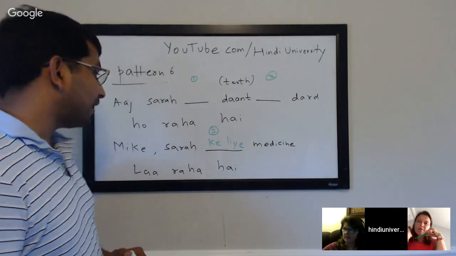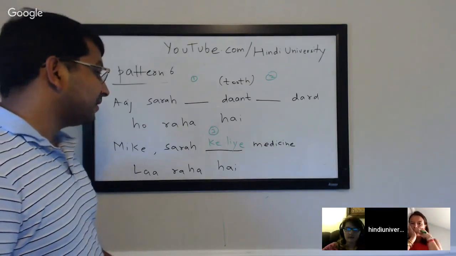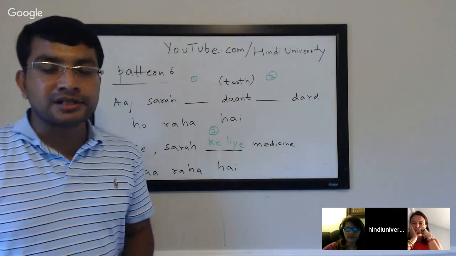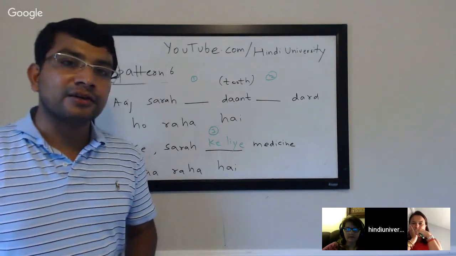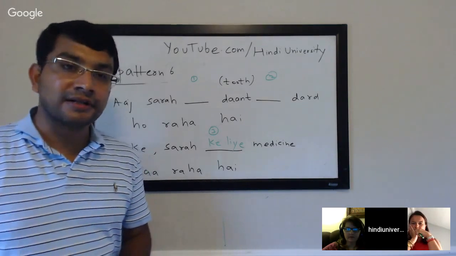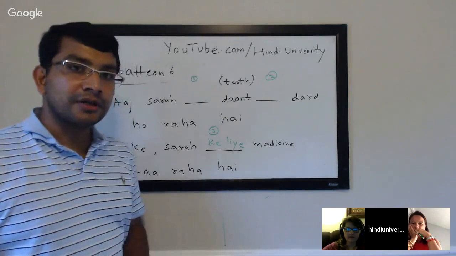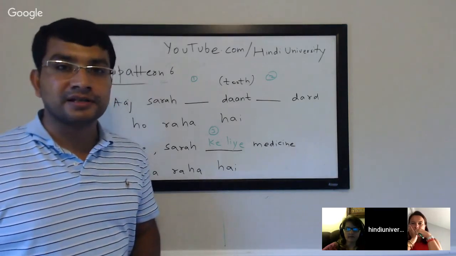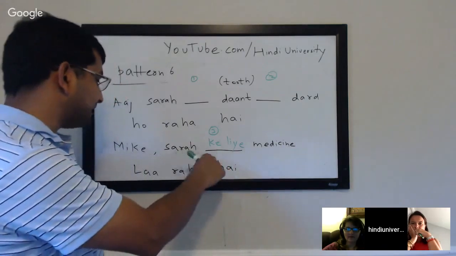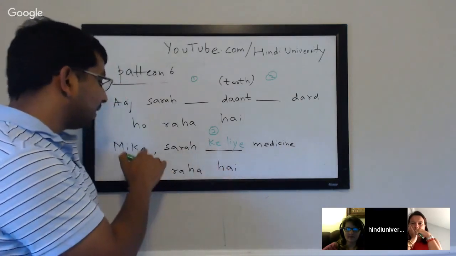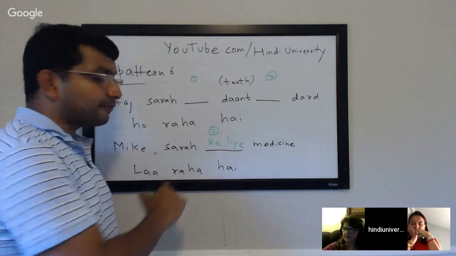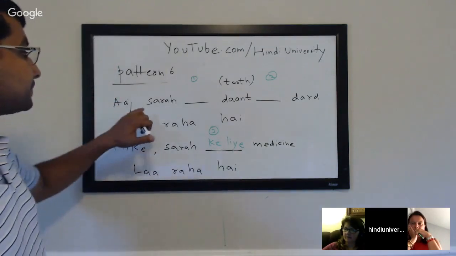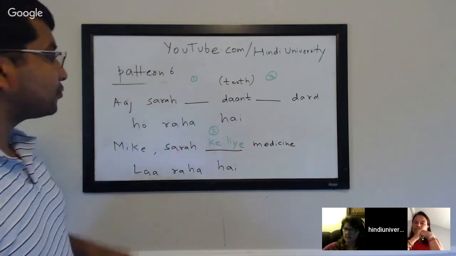Some of you used की: Mike Sarah की medicine ला रहा है. In certain scenarios it may be right, like Mike is getting Sarah's medicine. If the medicine really belongs to her, a particular medicine, you can say Sarah की medicine है. But in this case, I wanted to say Mike is getting the medicine for Sarah. So that's why Sarah के लिए came here.